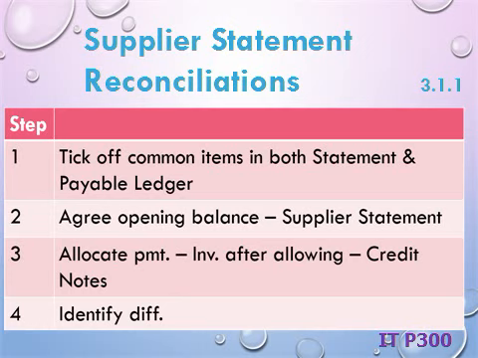Step 1. Tick off the common items in both the supplier's statement and the payable ledger supplier account. Step 2. Agree the opening balance of the supplier statement with the payables ledger supplier account. Step 3. Allocate the payments to invoices after allowing for any credit notes. Step 4. Identify the differences.